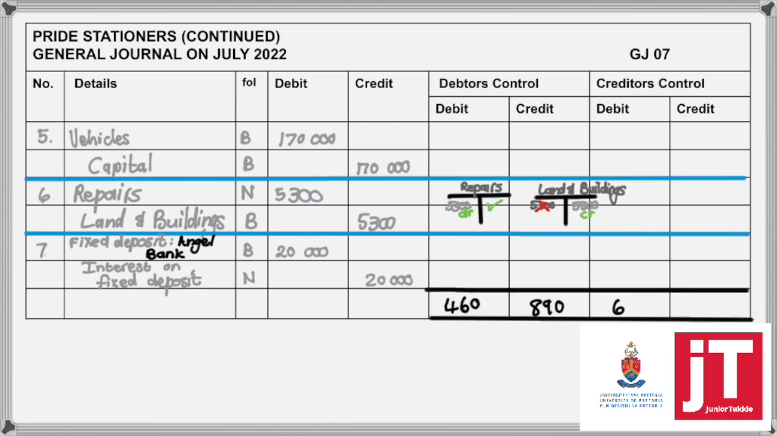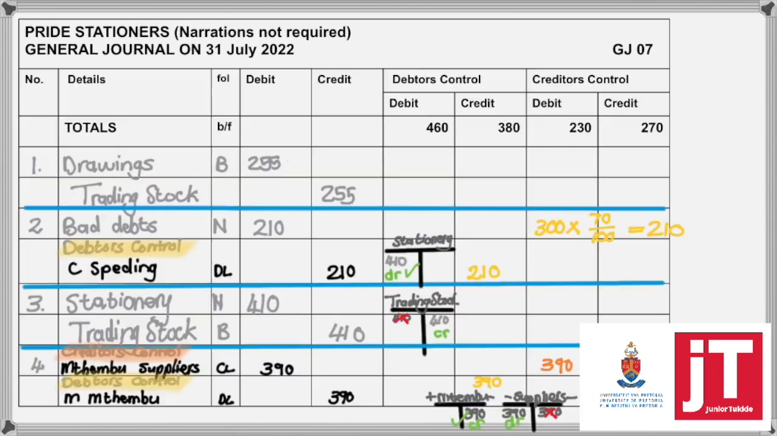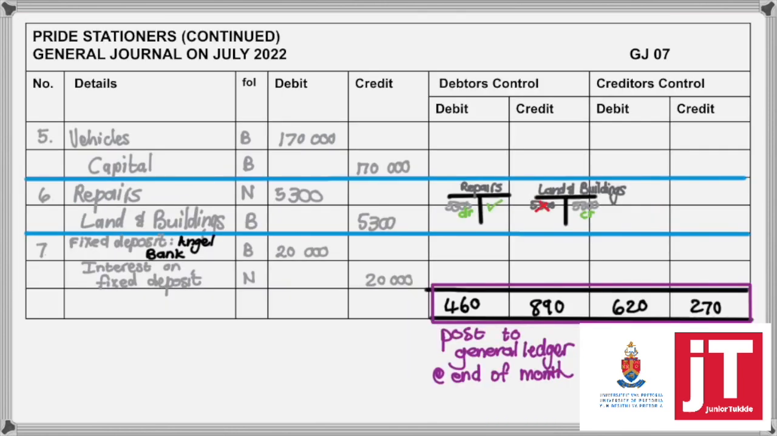Let's continue. So then we have to add up the general journal at the end of the month. And now you're going to say, where do I get these totals from? 460, 890, 620, 270. Remember, you have to look at the debit total, credit total for debtors control, and the same for creditors control. So if we go back to the previous slide, you'll see we have a 460 in the debit and nothing else. But in the credit column, we have the 380 plus the 210 plus the 390, and in the debit column, we have the 230 and the 390, and in the credit column, we have nothing else. So that is how we get to these totals.